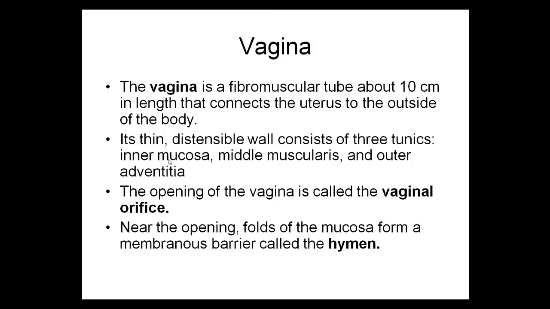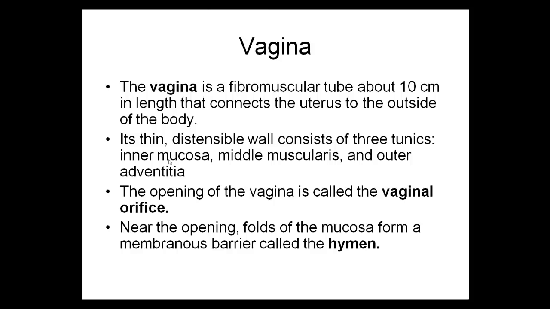Going south from the uterus, we will talk about the vagina. It's a fibromuscular tube approximately 10 centimeters in length, and that will connect the uterus to the outside. It's thin, distensible. We need it to be distensible. Imagine a baby has to pass through it, and it consists of 3 tunics. Tunics means layers. So we'll have the mucosa, the inner mucosa, and that will be stratified squamous epithelium. We'll have the middle muscularis, and then the outer adventitia.